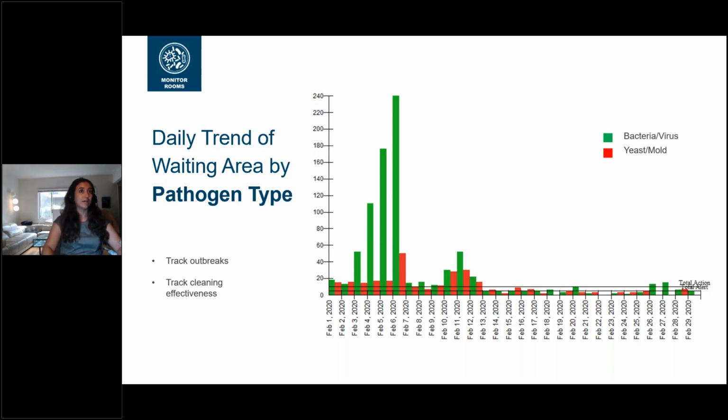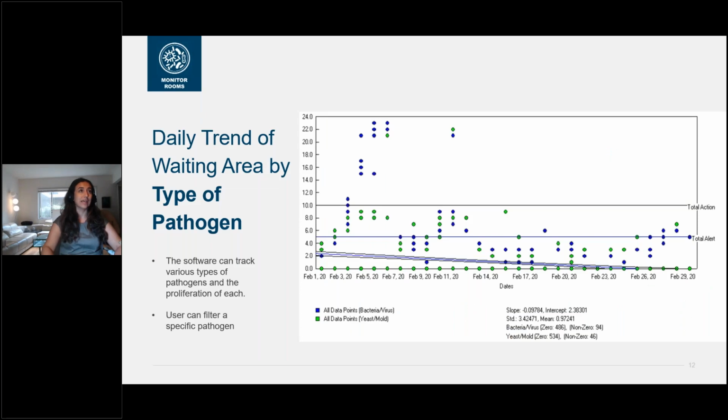This is our similar data here through February, but trended now not by the test type, but rather by the pathogen type. So we're looking at bacteria, virus in green, and yeast, mold in red. And so if you do perform a cleaning, then you can right away see whether that's effective. And by the way, these numbers are colony forming units or plaque counts that are being trended. And this represents 20 samples a day actually that were taken and added up.